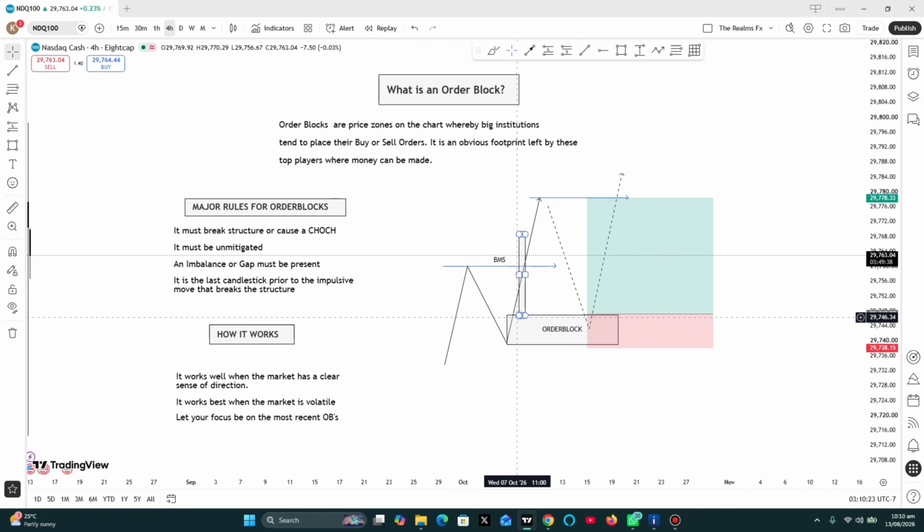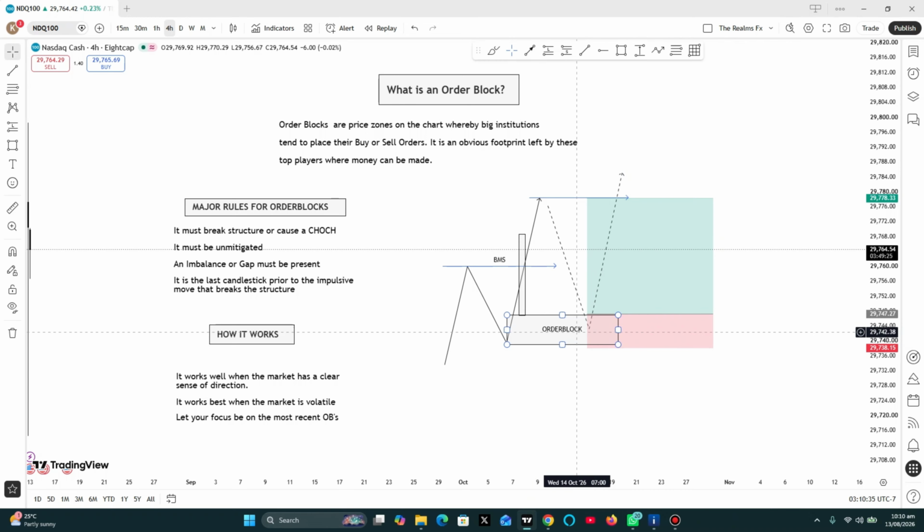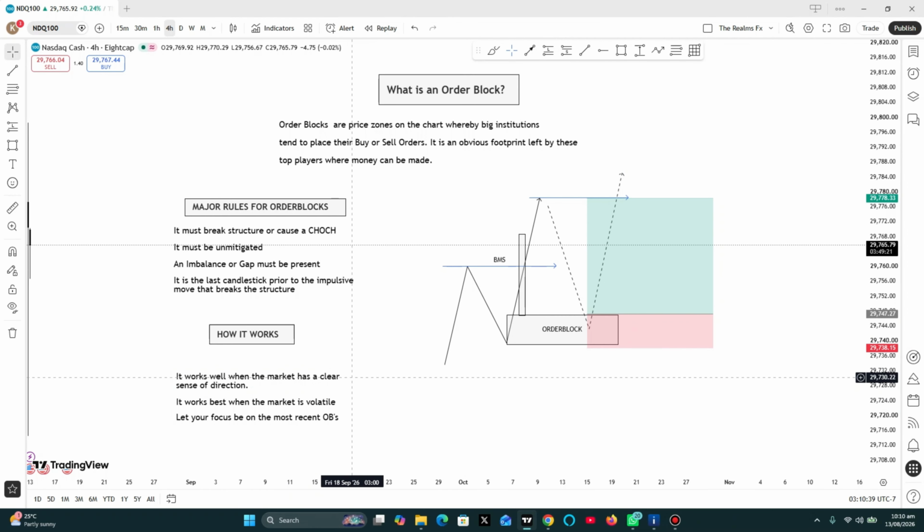So once the price or the market comes back to your order block and you see that it's coming, you know for sure that this trade is going to hold, especially when your order block has not been mitigated. Do you get it? When the market is volatile, when there's a clear sense of direction, it works really well.